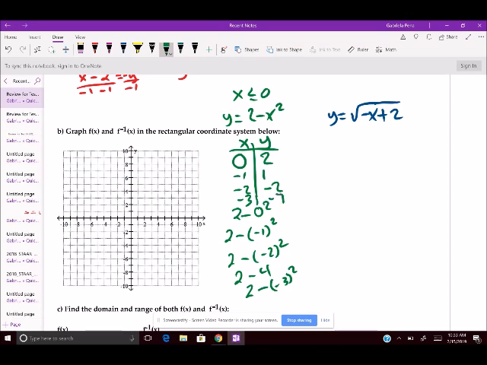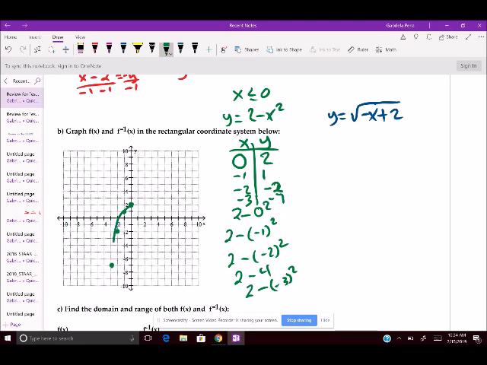0, 2, which is right here. -1, 1, which is right there. -2, -2, which is right there. And -3, -7, which is right there. So when I do this, my graph looks something like this.